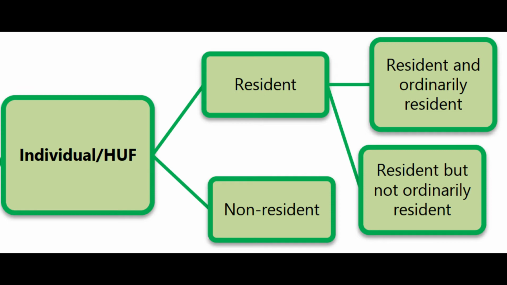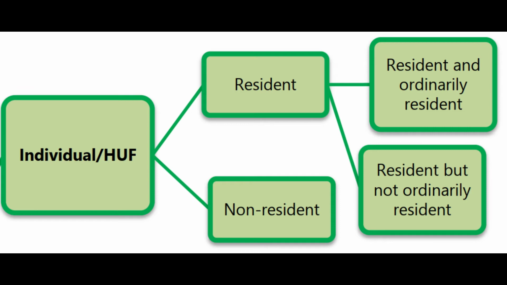So ROR is one residential status, which means resident and ordinarily resident. RNOR means resident but not ordinarily resident. Then we have NR, which means non-resident. These are the words we use, but basically you need to remember these are the three possibilities of residential status for any individual or HUF.